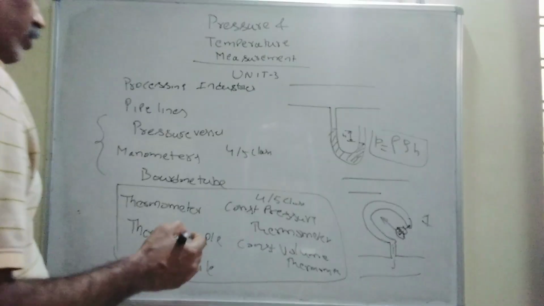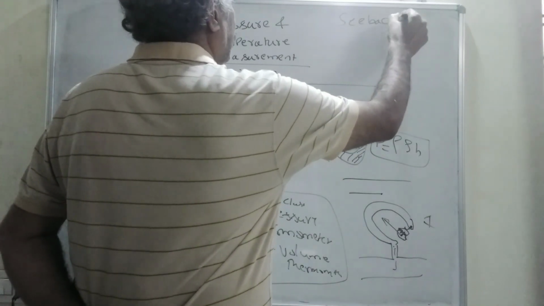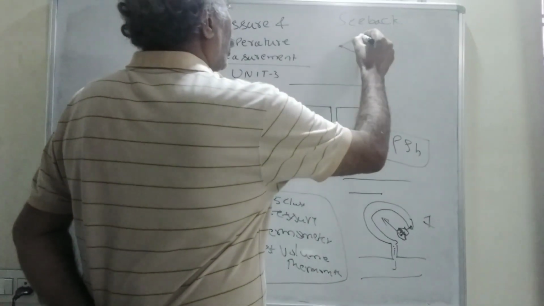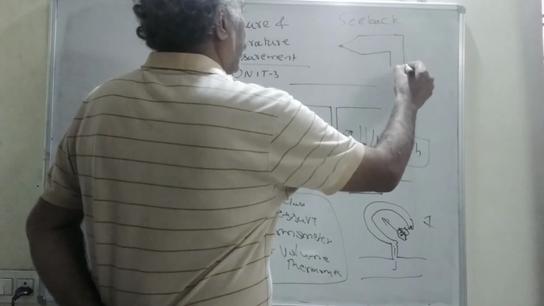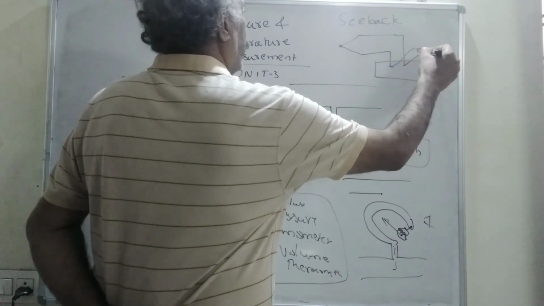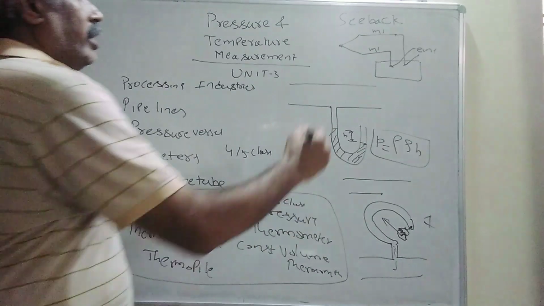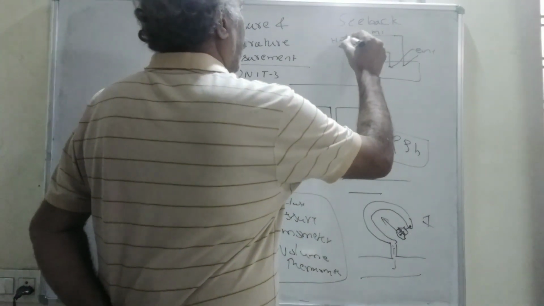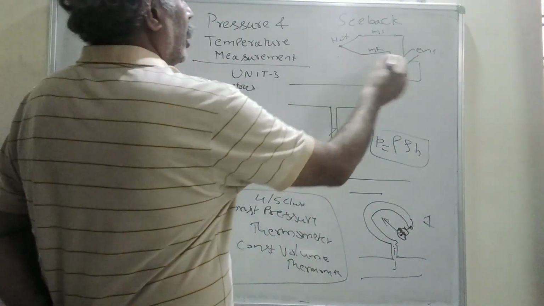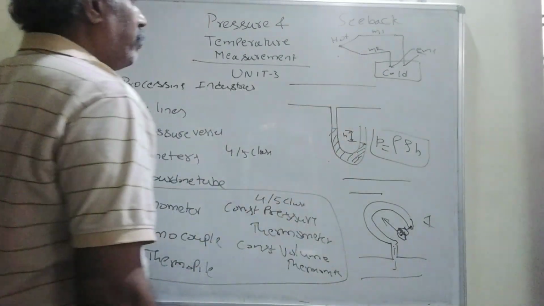And the thermocouple works on the Seebeck effect. Seebeck effect is the principle of the thermocouple. When two dissimilar metals are subjected to two different temperatures, then there is a generation of EMF. So this is material 1 and this is material 2, of the thermocouple. And this is the hot temperature and this is the cold temperature, and the EMF will be generated. So depending upon the temperature, the EMF will be measured.